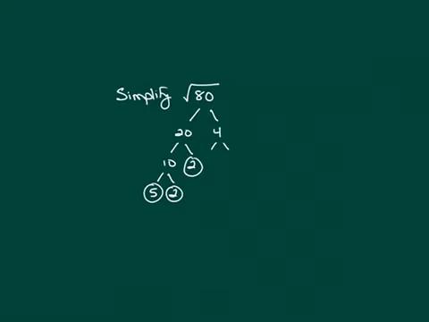And then 4 is 2 times 2. And now we're all done with primes. And so I get 80 can be written as 2 times 2 times 2 times 2 times 5.